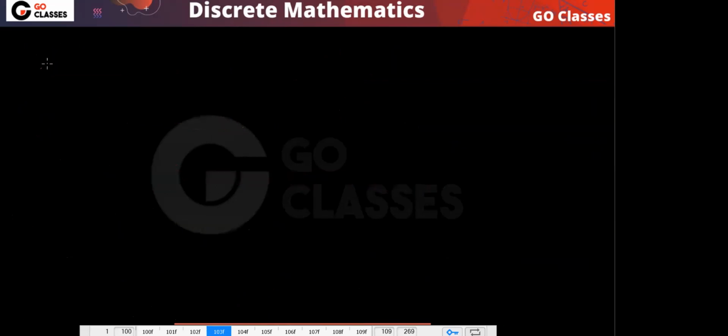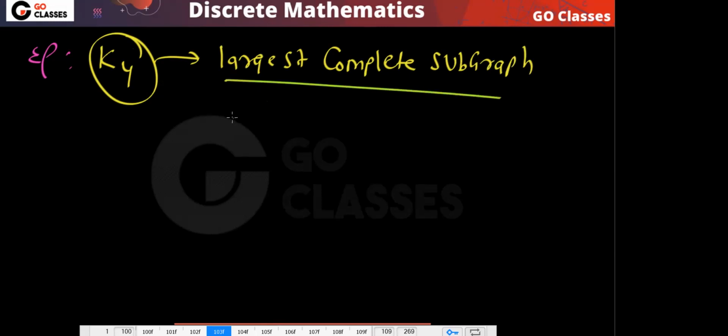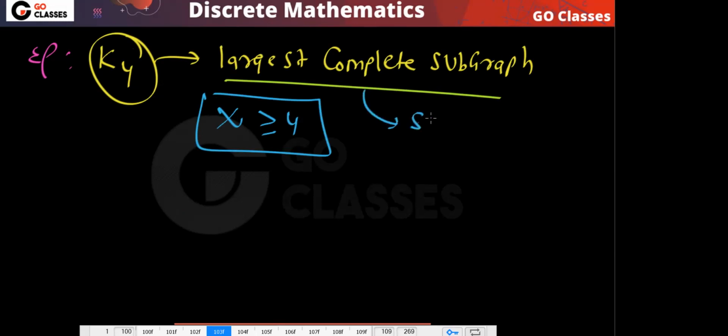Remember the examples. For example, maybe you can find K4. Let's assume this is the largest complete subgraph, and you cannot find a bigger one than this. Then it simply means that you start from here. It means the chromatic number will be greater than or equal to 4. So if this is the largest complete subgraph, you start coloring with it. Okay, so this is the idea.